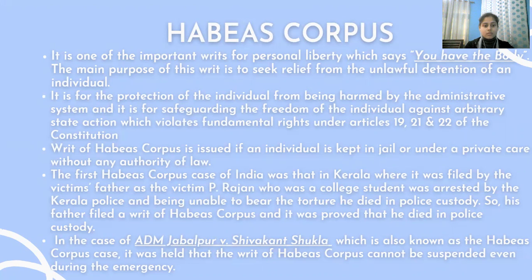The first case of habeas corpus was in Kerala, where it was filed by the victim's father. The victim, P. Rajan, who was a college student, was arrested by the Kerala police and, being unable to bear the torture, he died in police custody. So his father filed a writ of habeas corpus and it was proved that he died in police custody.